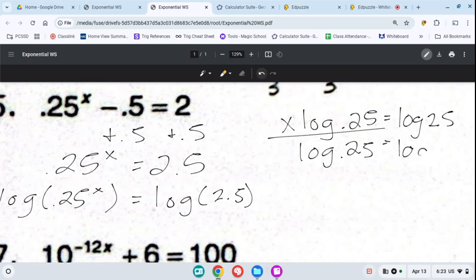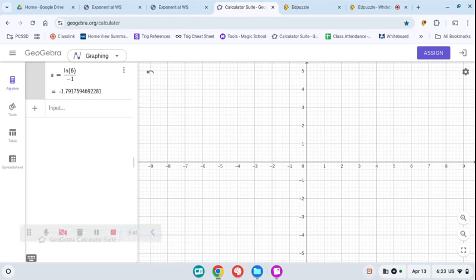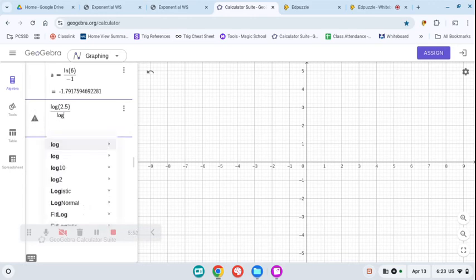We could substitute that and make it, say, y, x times y. We don't know what that is. We do, but the calculator could tell us. So we're going to divide that off and go to GeoGebra and type in the log of 2.5 divided by the log of 0.25, I think it was.